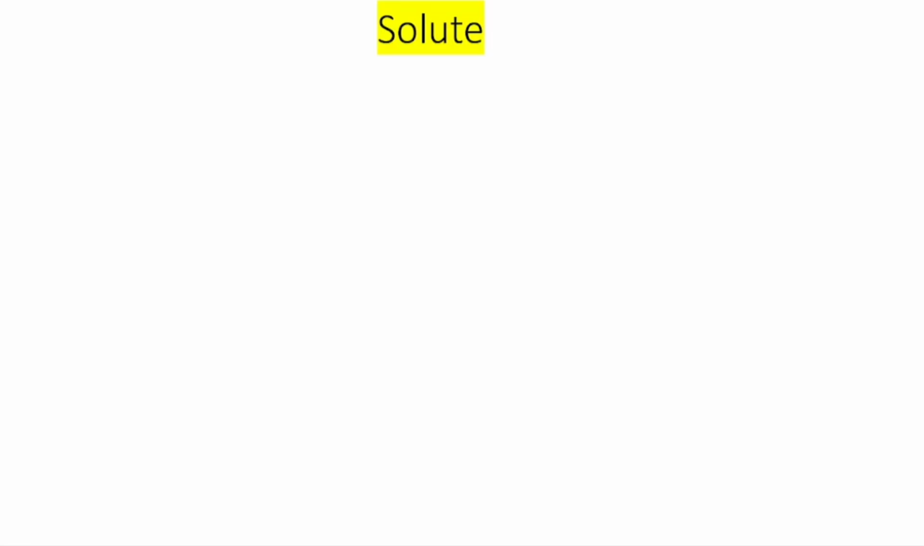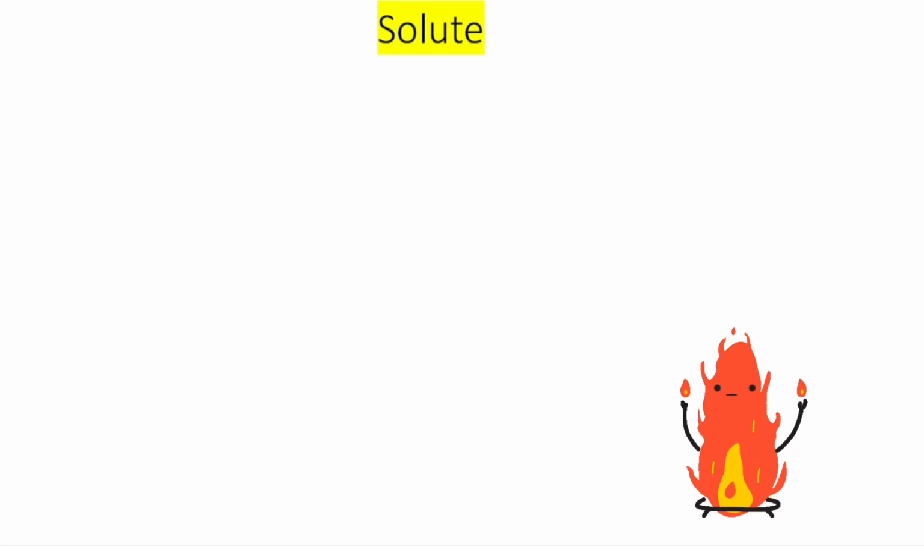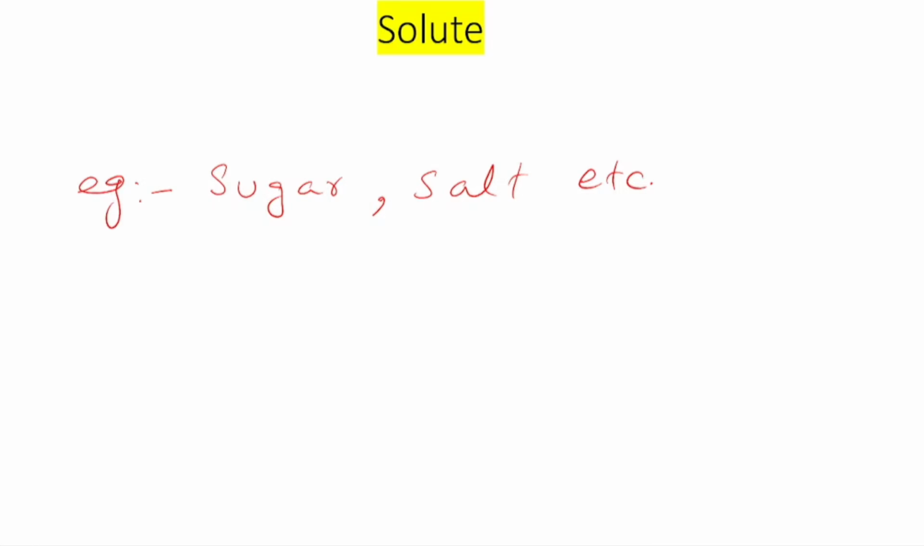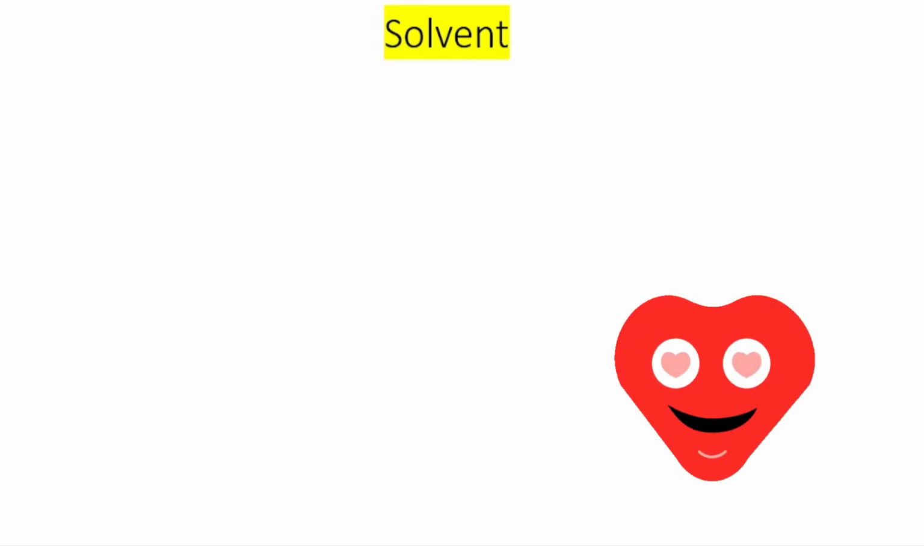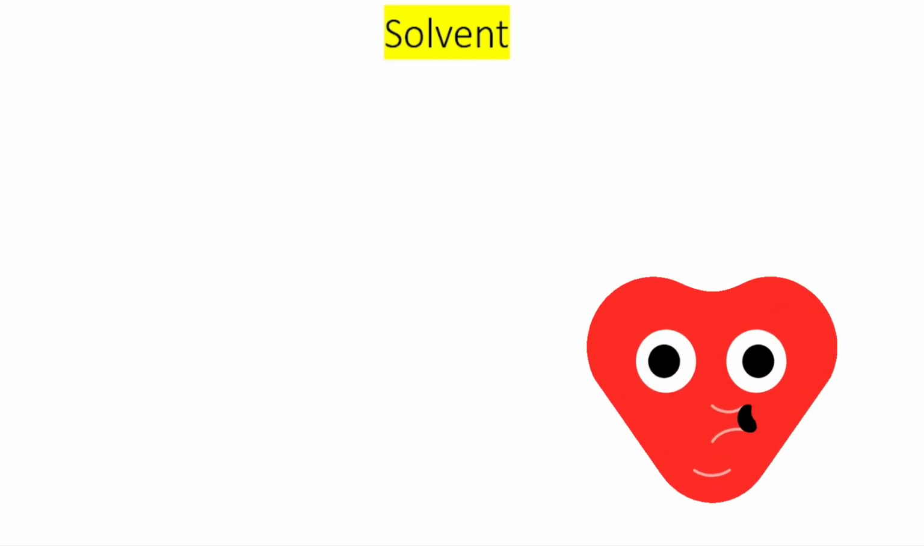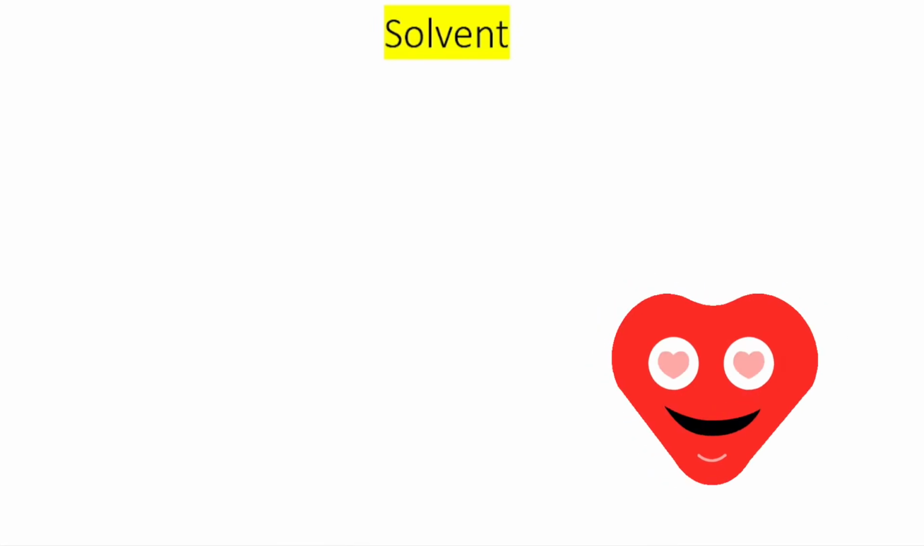Solute is the substance that is dissolved in another substance in a lesser amount. You can take examples like sugar, salt, anything in the solid state; you can consider them as the solute. Similarly, solvent is the substance in which another substance is dissolved in a large amount, forming a solution. Examples are water, milk, or any other thing generally found in the liquid state. You can consider them as the solvent.